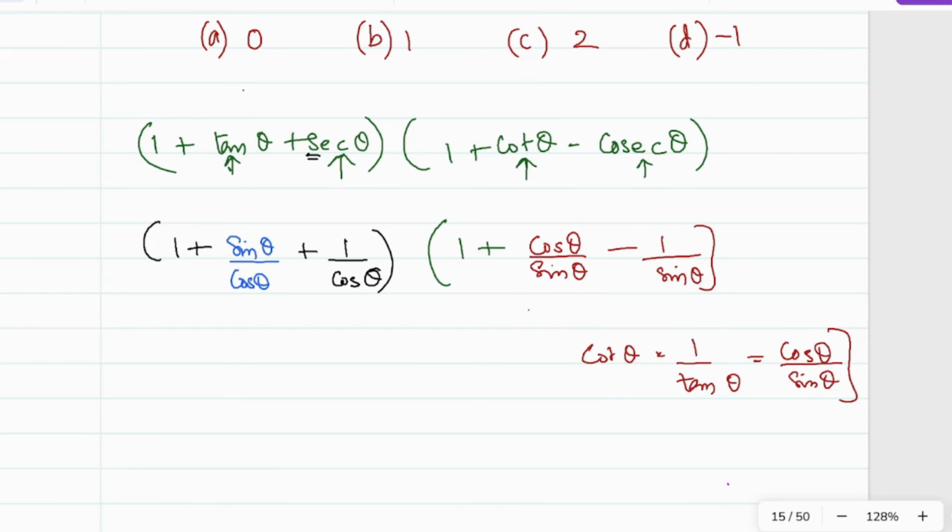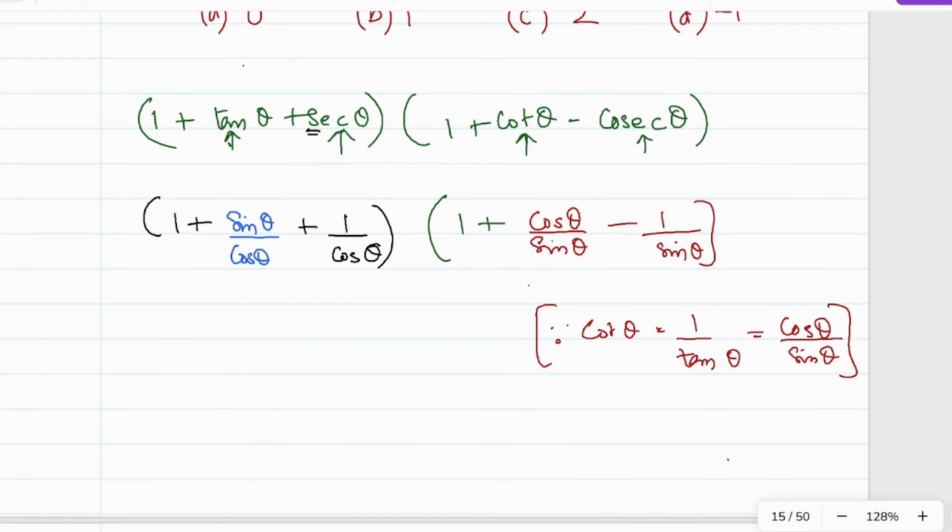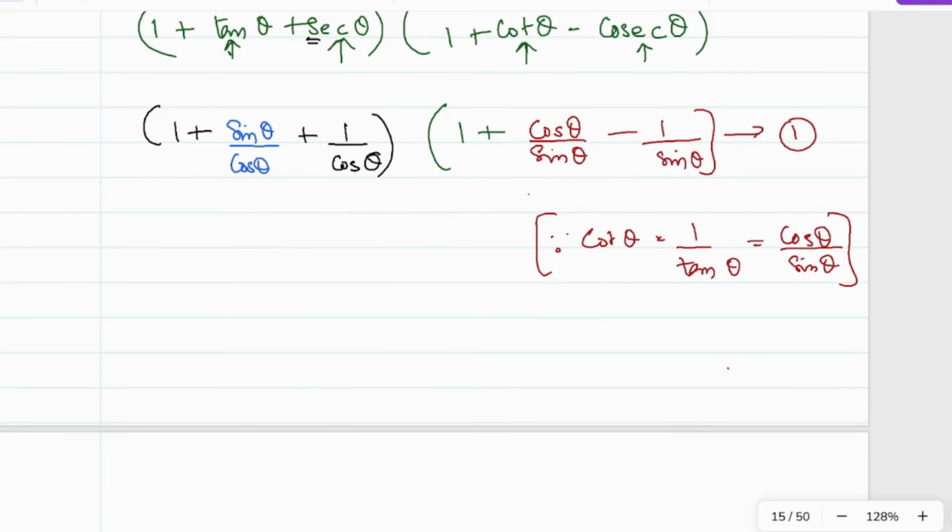This is where we have to write cot θ like this. Now, this is our equation 1. Now, let me write that one once again in the bottom portion. That is 1 plus. Now, look, I need to find the LCM here.